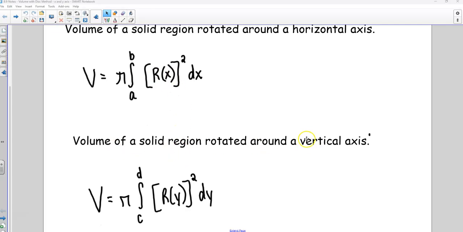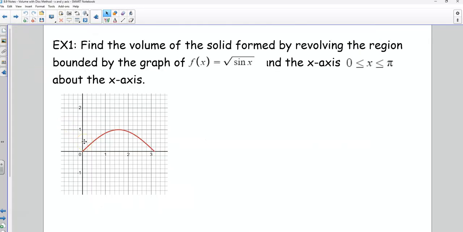And then the only thing that changes if it's a vertical axis is that you're doing everything in terms of y. So you're looking at the y-axis for your limits. You're looking at having a dy there. So let's just do a problem.